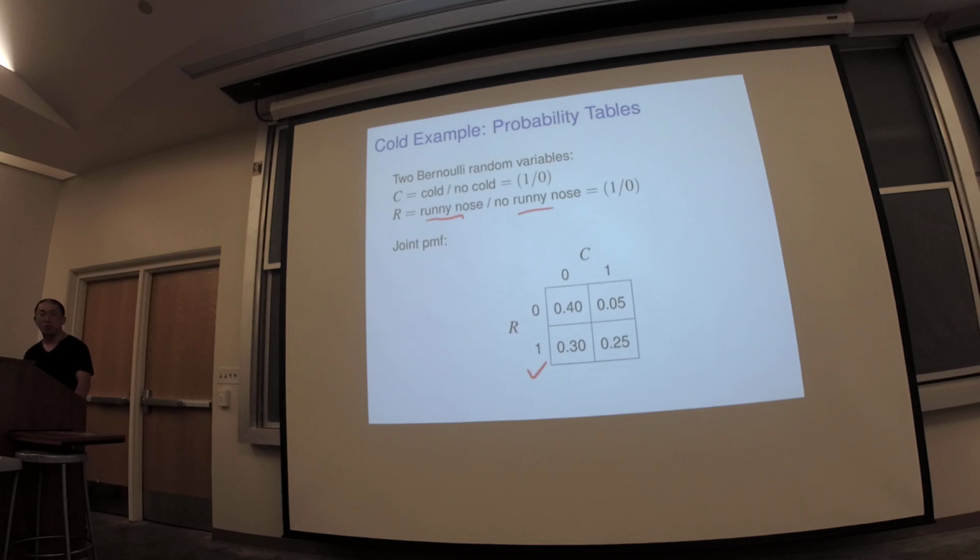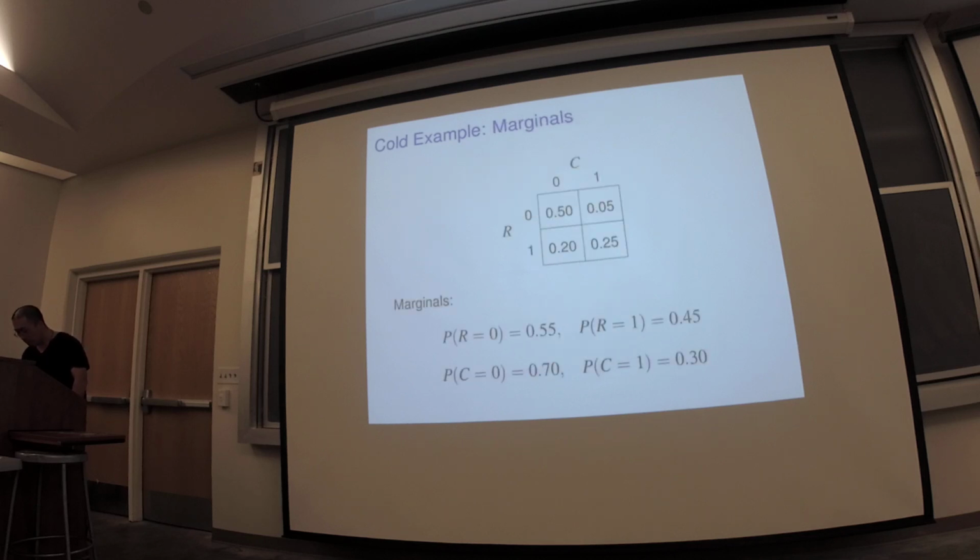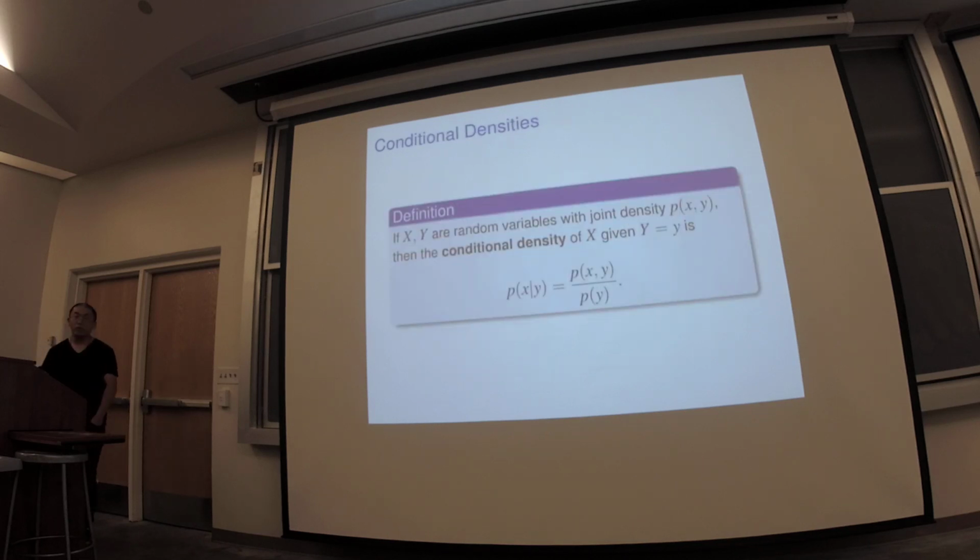And based on that, we can compute the marginals. If you want to compute the marginal probability that running nodes is 0, that we do not have running nodes, how do you compute it? You just do the summation. Just add all the elements in the first row, and you get this marginal probability. If you compute the marginal probability that R is 1, you just add the elements in this row. It's very straightforward.